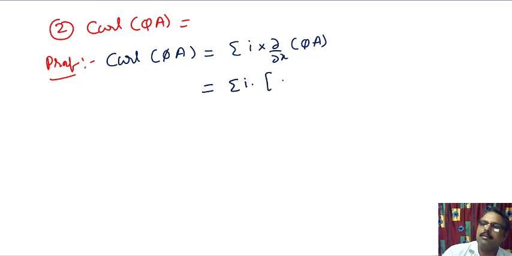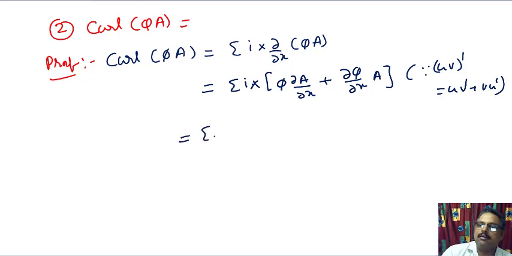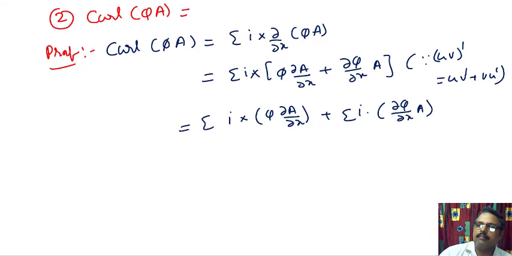Now using the UV formula, phi into dou A by dou x, cross, plus dou phi by dou x into A. Again we are using the derivative of UV: U into derivative of V plus V into derivative of U. Using this formula, we can write the derivative of phi A equals phi into derivative of A plus derivative of phi into A. Now, sigma I dot, first term phi dou A by dou x, sigma I dot dou phi by dou x into A.